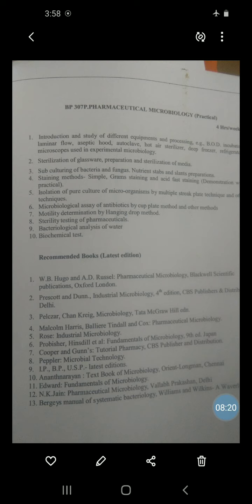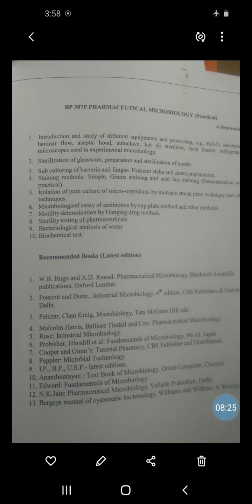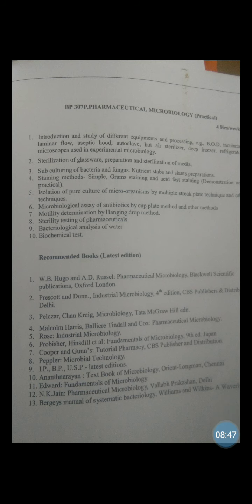In the latter step, wash with tap water, then decolorize the slide with acid alcohol. What is the proportion? 3% acid, that is HCl, and 95% alcohol, until the carbol fuchsin fails to wash from the smear. Then wash the slide with tap water and counterstain with 1% aqueous malachite green.